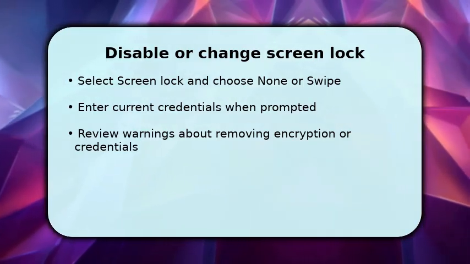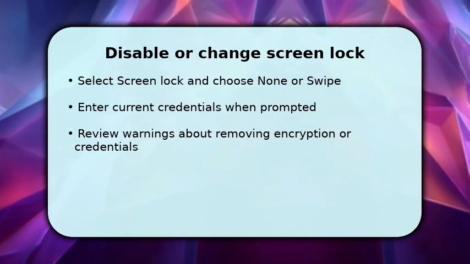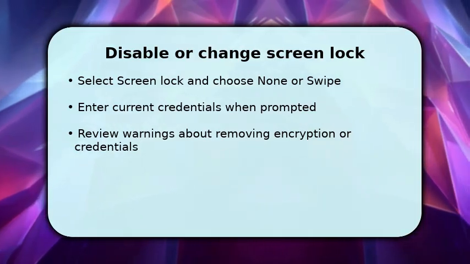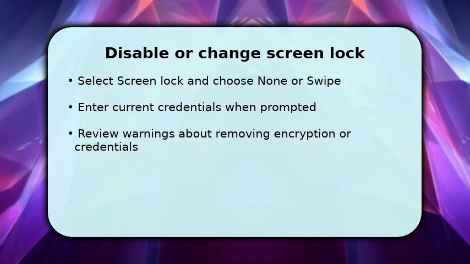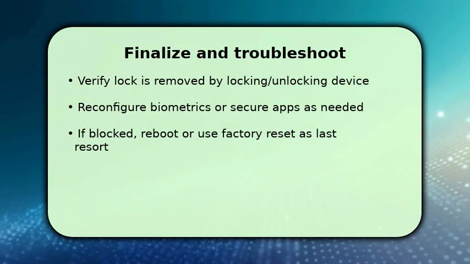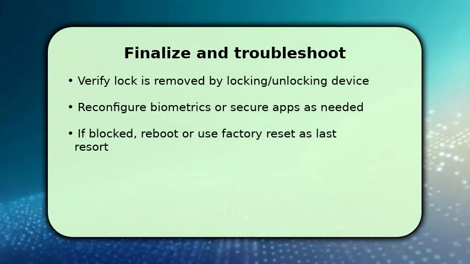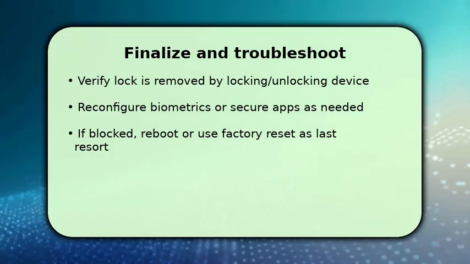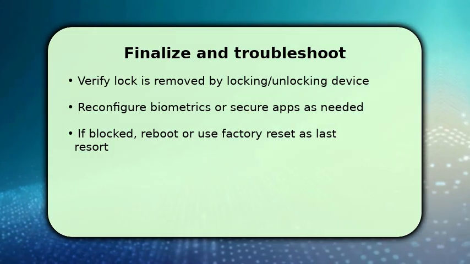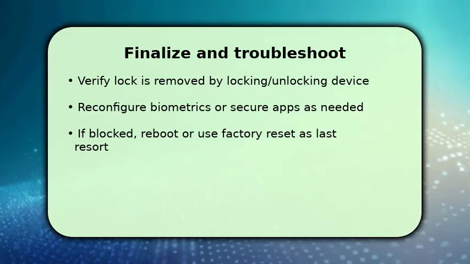Once changed, some apps may request re-login because their credentials were tied to the lock. You finish by locking the phone and unlocking to confirm the password is removed. This verifies success immediately. If you used biometric methods, make sure to disable or reconfigure them in the same security panel so they don't cause conflicts.